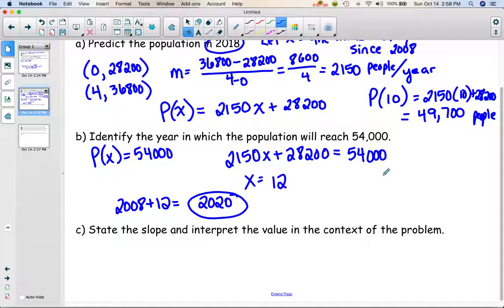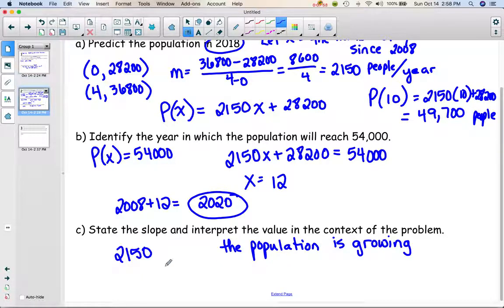So we're going to do that. Well, I already have that up here. So we had the slope was 2,150. So what this represents is the population is growing. Now it's possible for a population to decline as well. That would show up as a negative rate of change. The population is growing at the rate of 2,150 people per year.